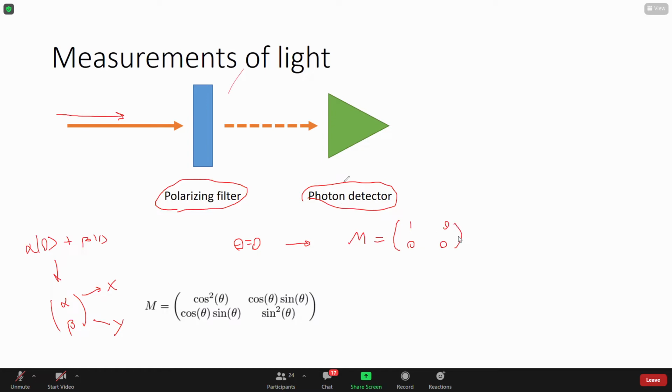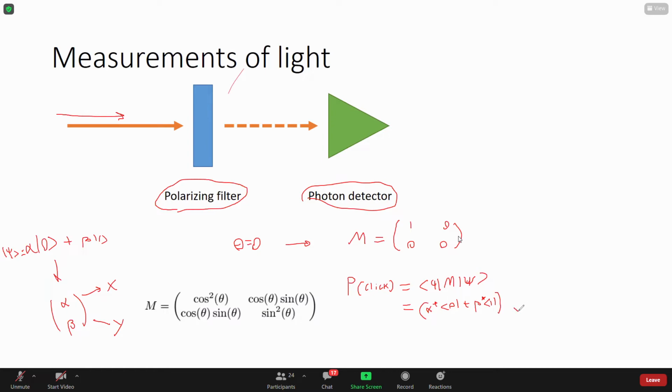And now we can calculate the probability that we get a click, that the photon detector detects a photon, given a quantum state psi, as psi M psi. Well, this is our psi, of course. So we can see that in the case that we have this M, we get alpha star 0 plus beta star 1.